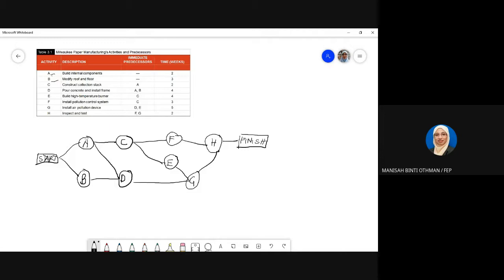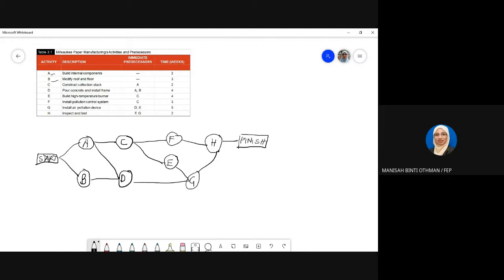Before we can identify the duration, first you have to identify every path in this network, every path that connects from the start until finish. Before that, I have to remind you to be careful about the last activity. Some students in the exam get confused when they put G and H like this. Not the question, but they confuse themselves.